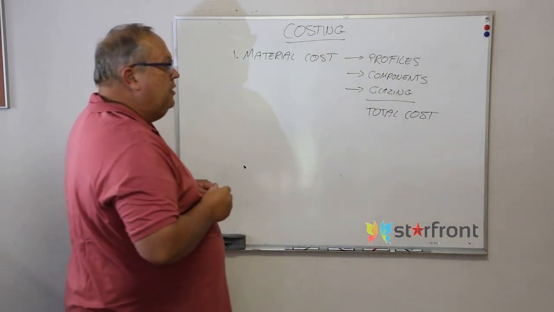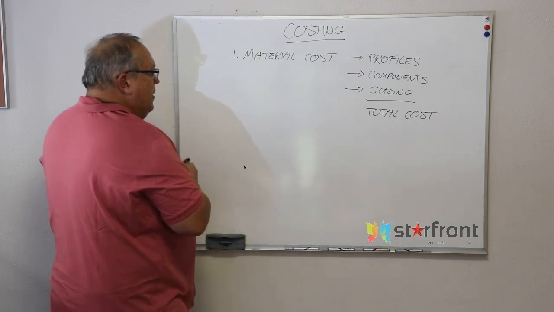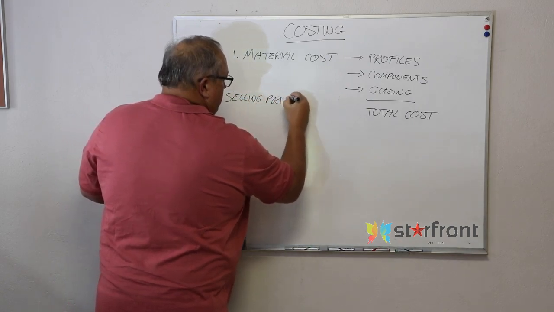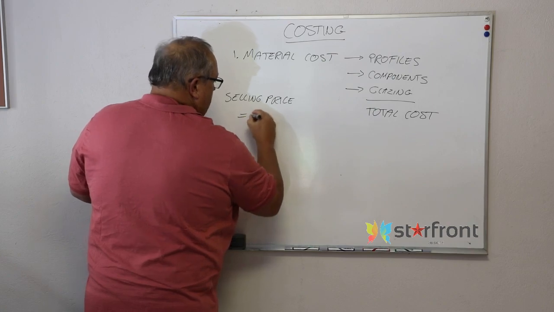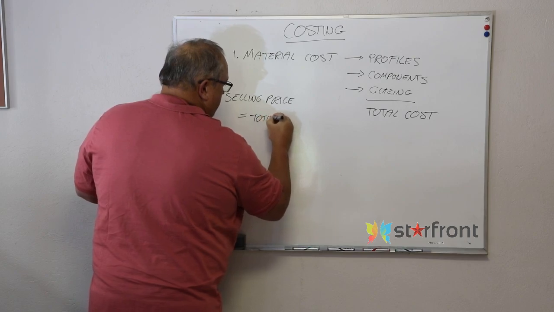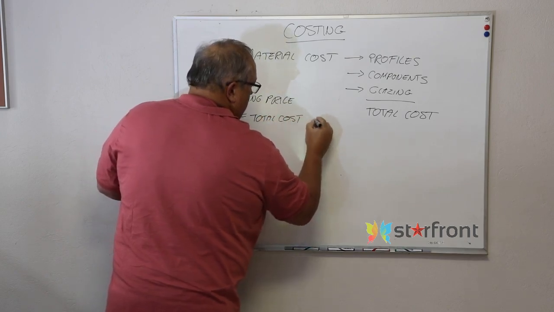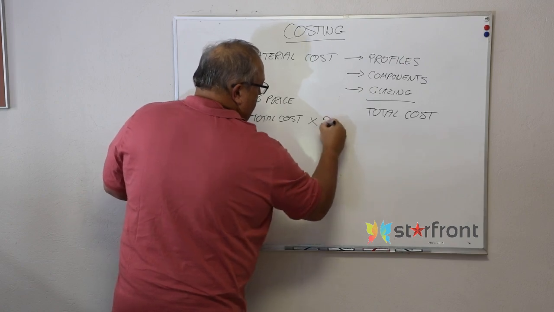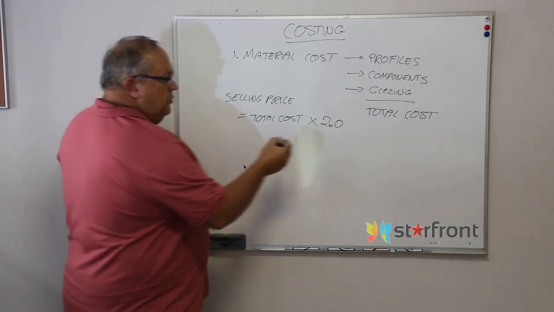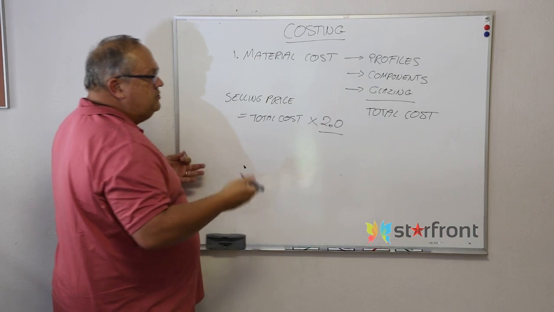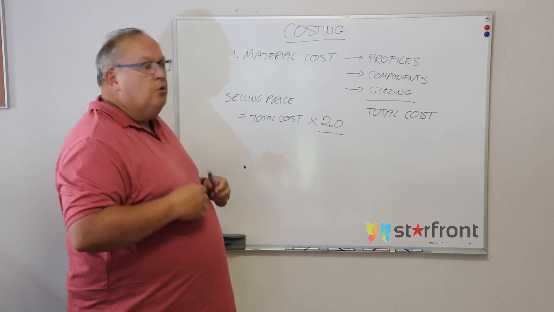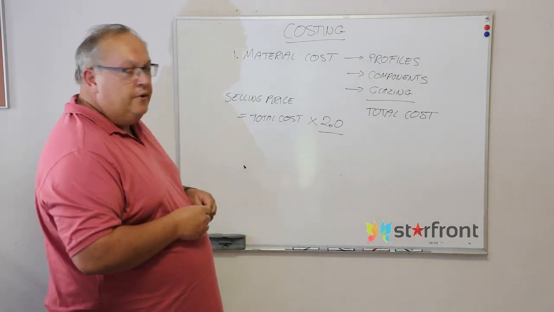the aluminium industry works on a rule of thumb. Your selling price is equal to your total cost times a factor. In this situation, we're going to use a factor of 2. This factor of 2 will vary according to your particular company, according to what you are paying your staff, what your overheads are, and all that type of thing.